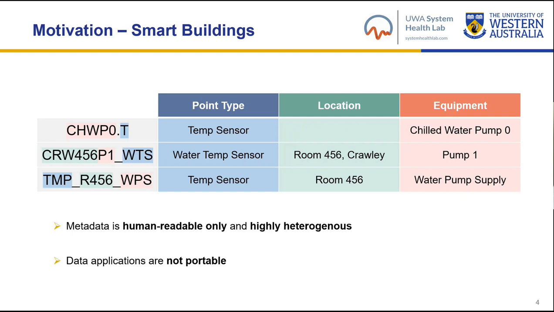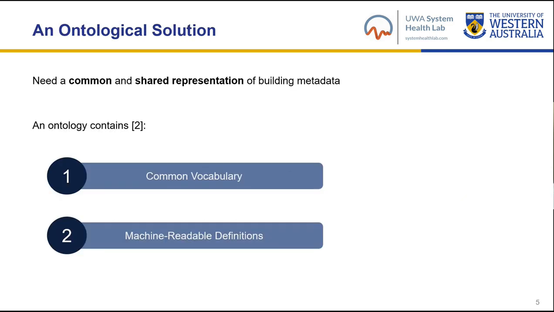Applications, like prognostics, built for one building based on that building's conventions are not portable or readily reusable for another. Particularly, this is a problem for vendors who work with a multitude of organizations and want to scale existing solutions. As such, there is a need for a single source of truth, a common and shared representation of building metadata to act as an interoperability standard.